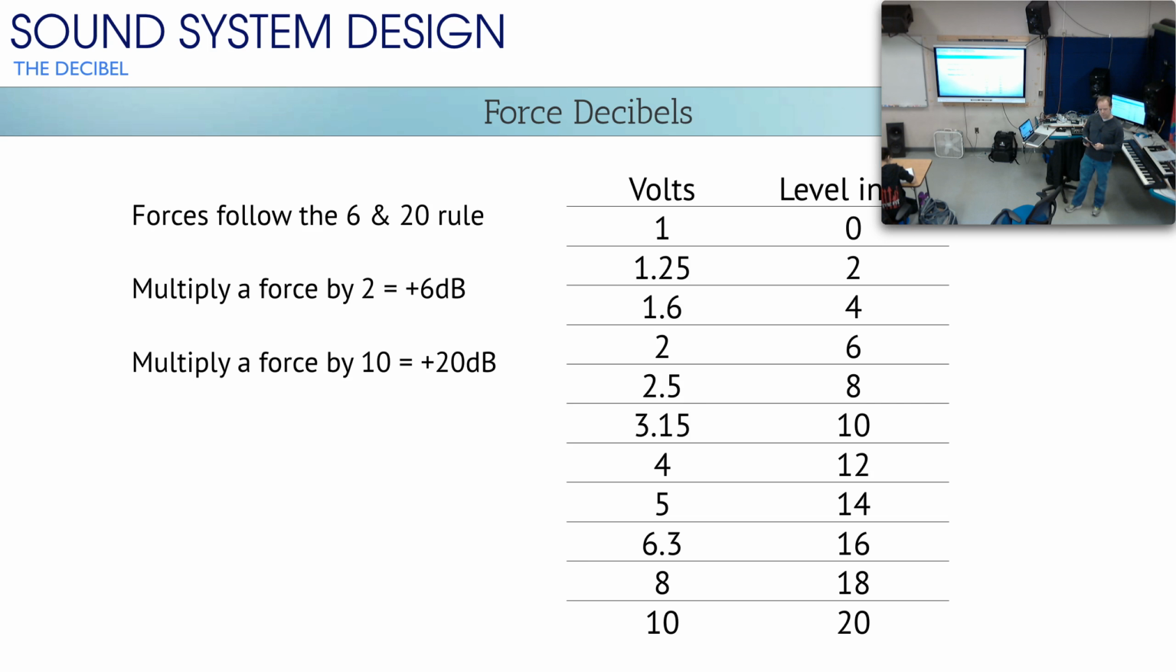And forces behave a little bit differently relative to decibels. So forces have a different rule that I'll call the 6 and 20 rule. In other words, if you double a force, it actually goes up 6 dB as opposed to 3. And if you multiply a force by 10, you go up 20 dB. So you get a bit more bang for your buck when you're working with forces.